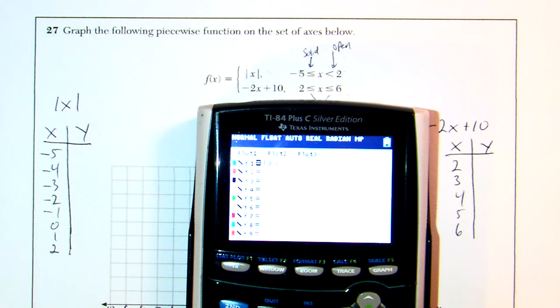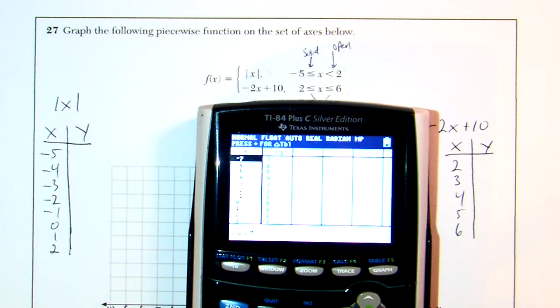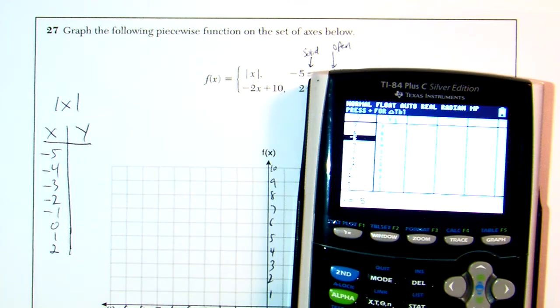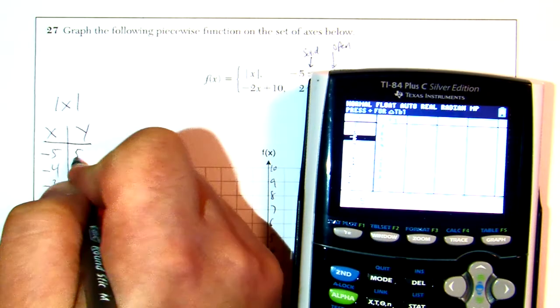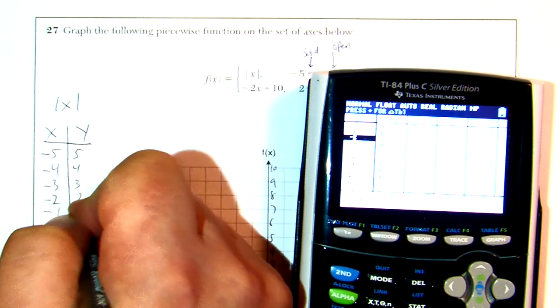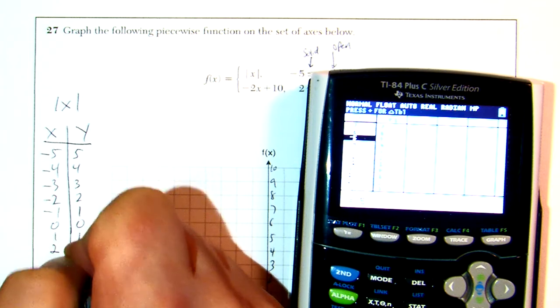Go outside the absolute value. Second graph to get my xy chart. And I went from -5 to 2. So I noticed that it says 5, 4, 3, 2, 1, 0, 1, 2.